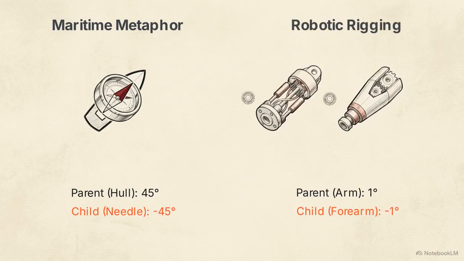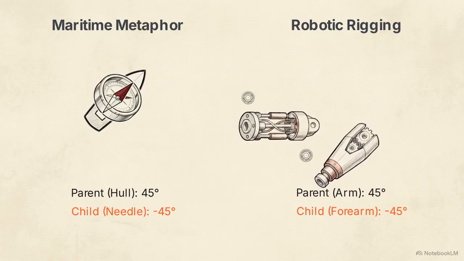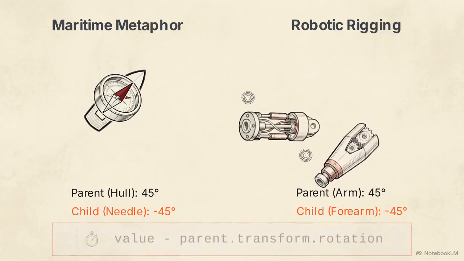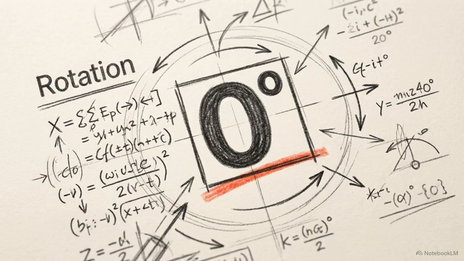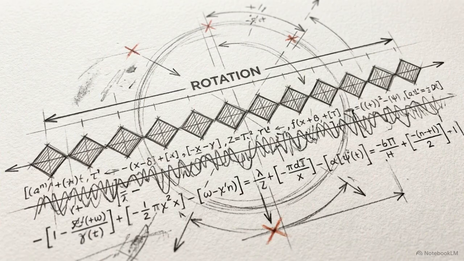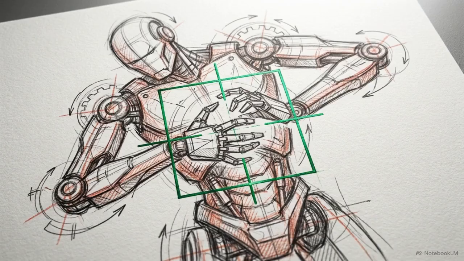Applied to an elbow joint, when the upper arm rotates 45 degrees, a counter rotation of negative 45 degrees keeps the forearm perfectly horizontal. Because we use the expression to establish a stabilized baseline, you retain full manual control. You can still set keyframes on the forearm to animate it independently on top of that stable foundation. This subtraction establishes a stabilized baseline for a rig that remains functional even under extreme torso rotation.